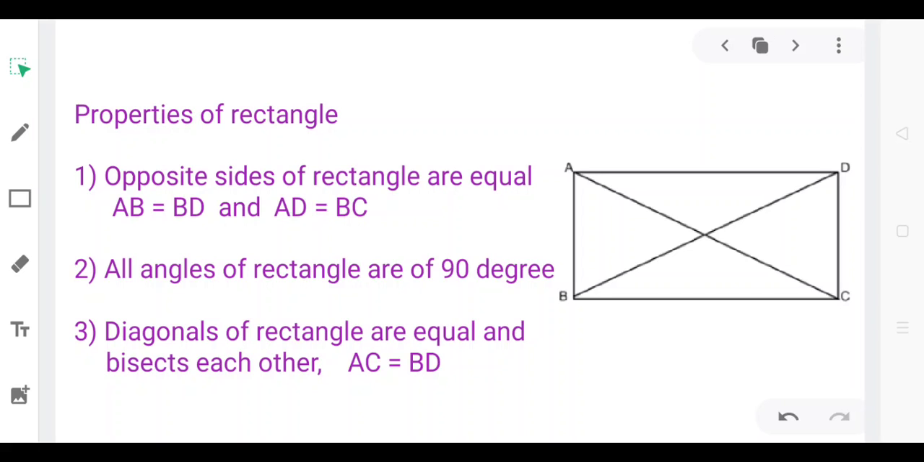So what are diagonals? Diagonal means whenever we join the opposite vertices of any quadrilateral, at that time we say that it is a diagonal. In the figure, vertex A is connected to vertex C and vertex B is connected to vertex D by a line, and that line we call a diagonal. So here the diagonals of a rectangle are equal, and AC is equal to BD.